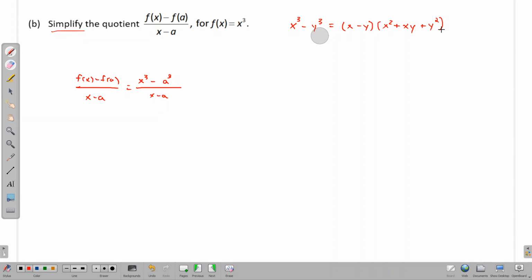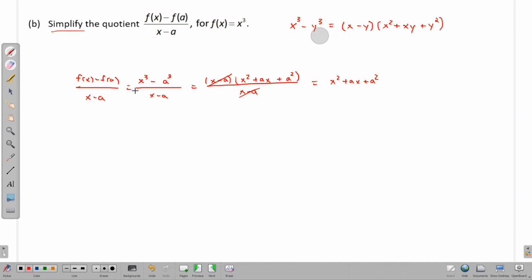So if you have that memorized, you could go straight to that. So in this, if we apply it here, we have x minus a times x squared plus ax plus a squared all over x minus a. So then you can see these two things cancel, leaving us just with x squared plus ax plus a squared.